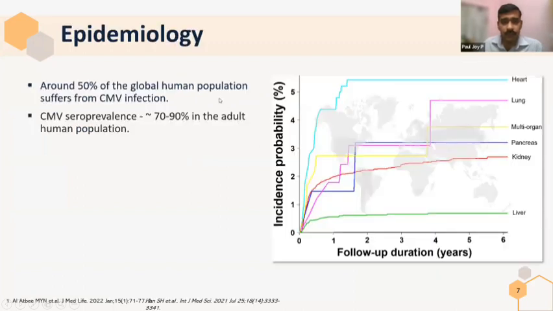Epidemiology: around 15% of the global human population suffers from CMV infection. The CMV seroprevalence is 70 to 90% in the adult human population. In various solid organ transplants, the maximum incidence of CMV is for heart transplants, followed by lung, and the least is for liver. Kidney transplant has intermediate risk of CMV incidence.